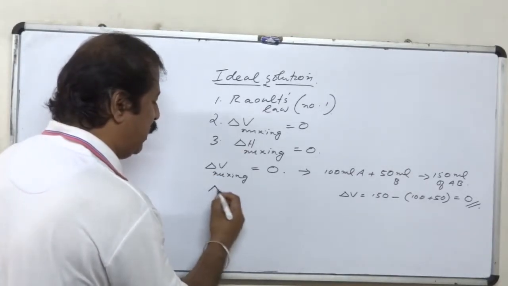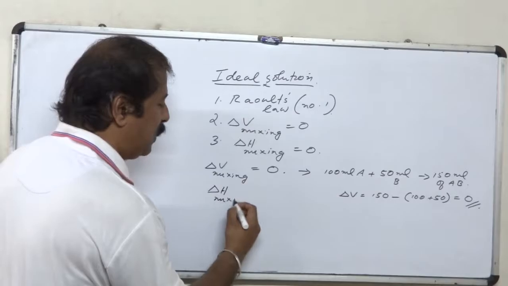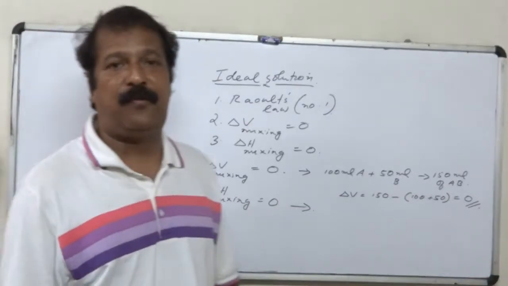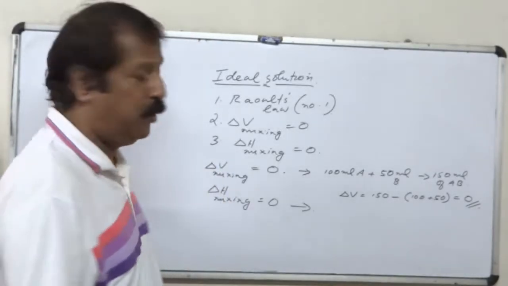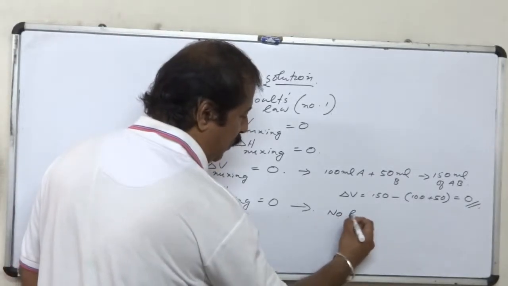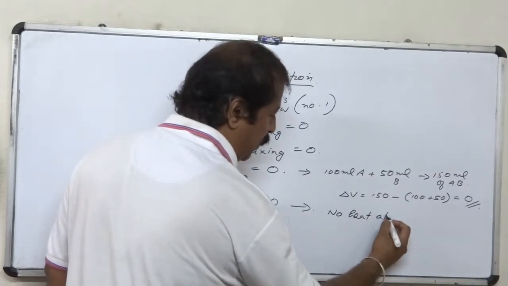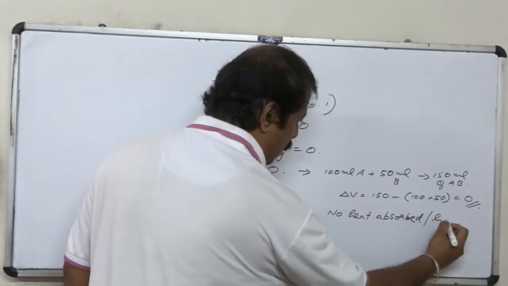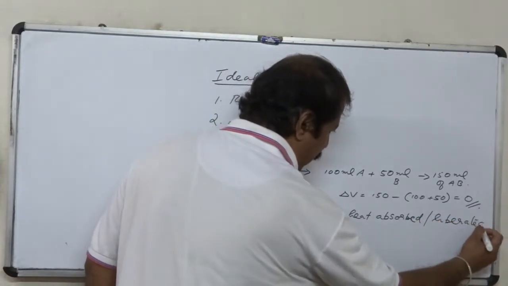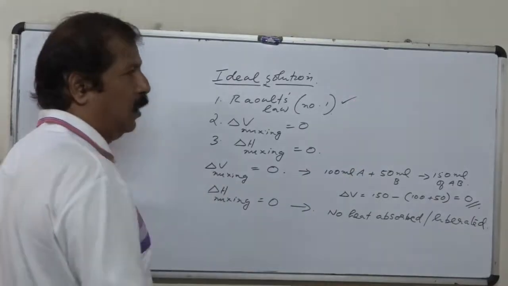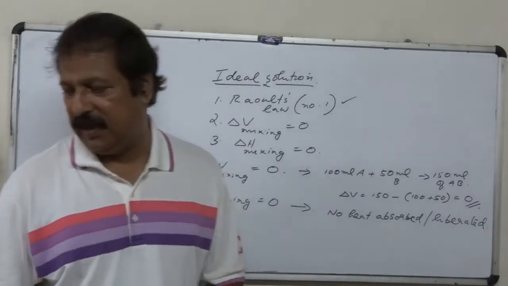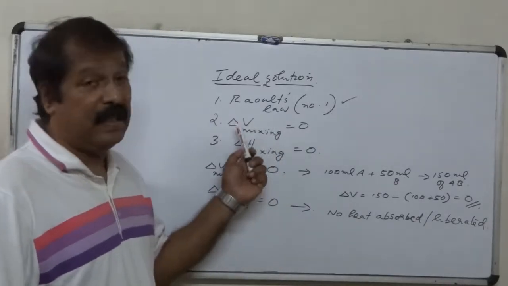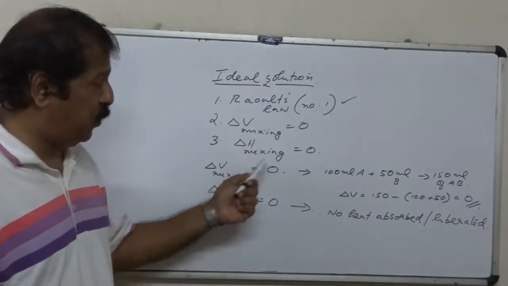And third one, delta H mixing equal to 0. What is the meaning of delta H? Enthalpy change during the formation of solution should be 0. No heat absorbed or liberated. If these two conditions are obeyed, then automatically it will obey Raoult's law. Then we can say the solution is said to be ideal. So a solution is said to be ideal when it obeys Raoult's law, delta V mixing equal to 0, delta H mixing equal to 0.